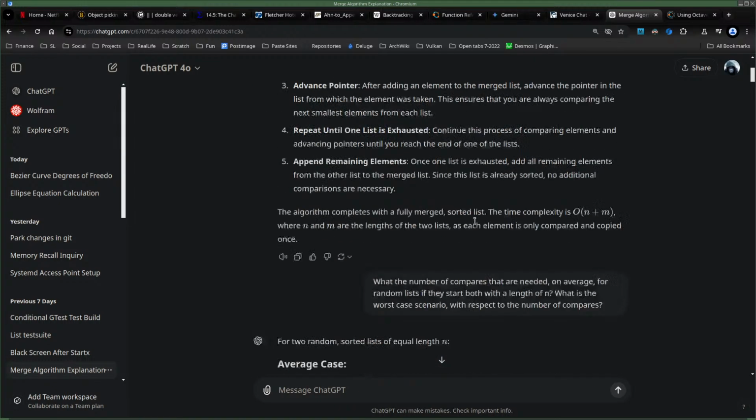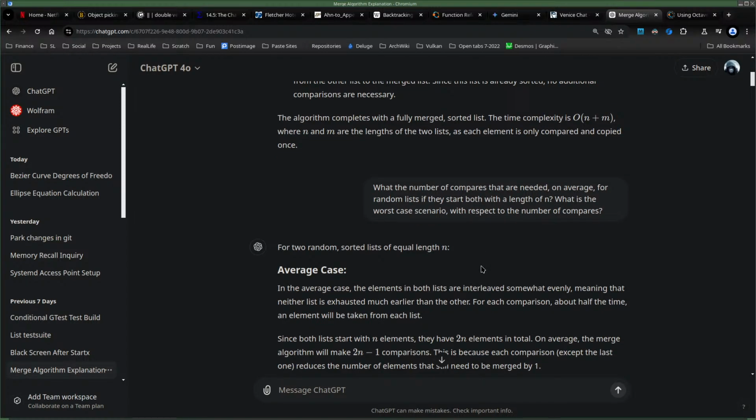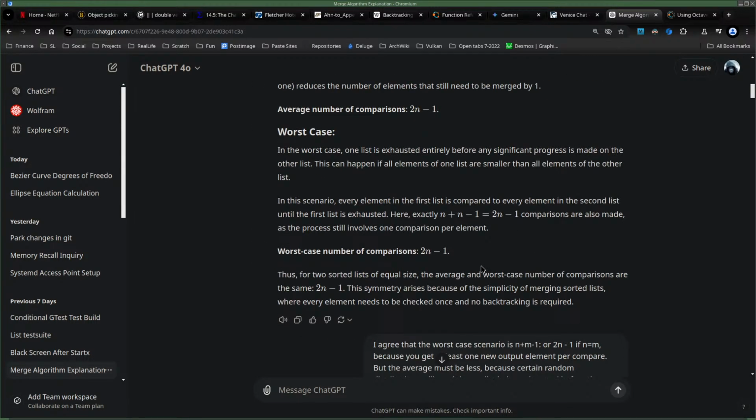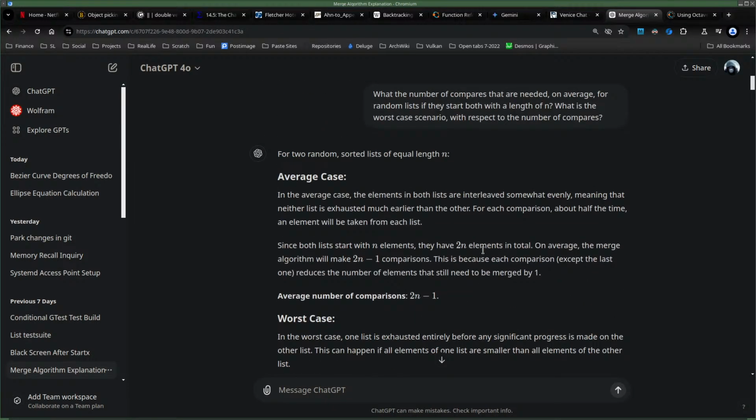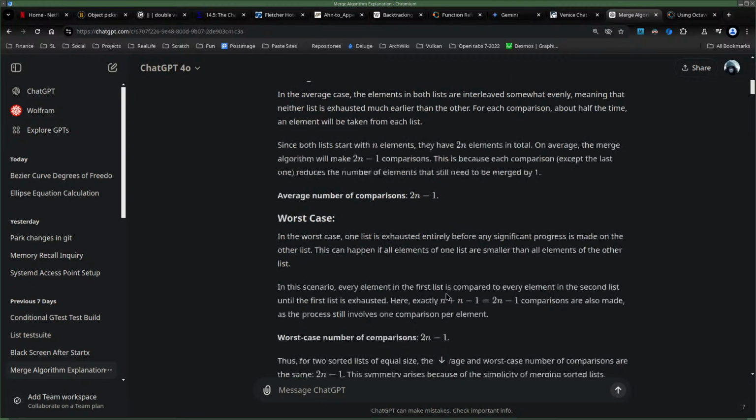Yeah. So I asked this question, and I ask it not for n and m, but just both lists are equal size n. So it puts 2n minus 1. That is the worst case. That's correct. But then it says that on average, the average case is also 2n minus 1. This is bullshit. It has to be less.